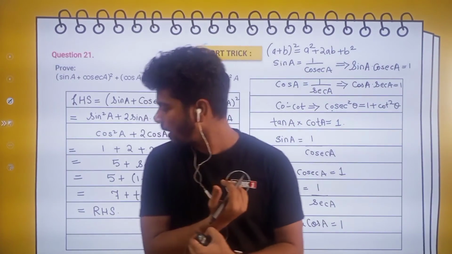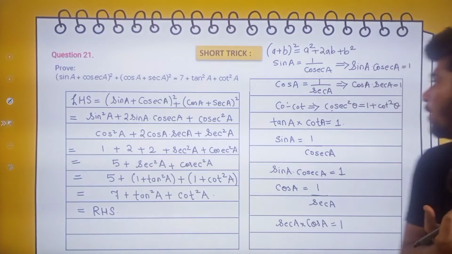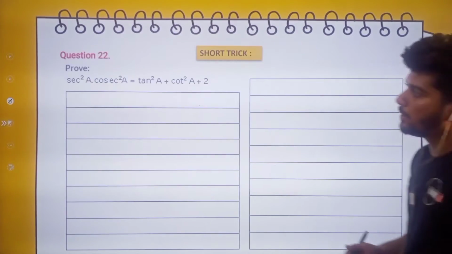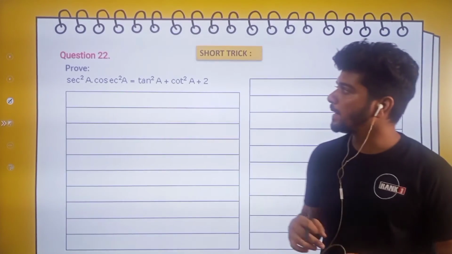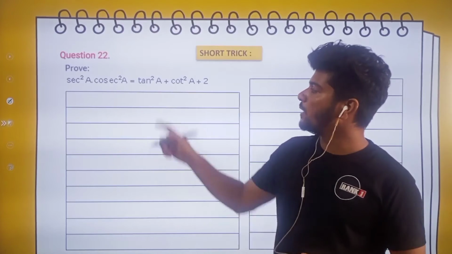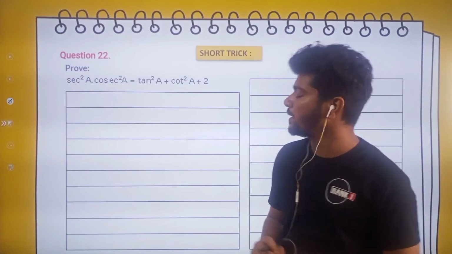Okay, I hope you have finished with the sum. Alright, pause the video, take the screenshot. Now we should proceed with the next sum. What is the next sum? Sec square A into cosec square A is equal to tan square A plus cot square A plus 2.